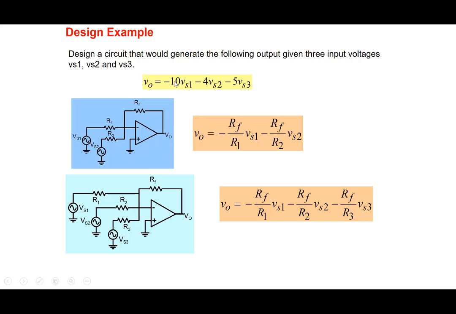and then we'll get minus RF by R1 Vs1, minus RF by R2 Vs2, minus RF by R3 Vs3. So now whatever value you want, 10, 4, 5, you can get by arranging the values here. So choose a feedback resistor of a convenient value, let's say 10K. Then R1 is 1K, R2 is 2.5K, and R3 is 2K, and our design is complete.